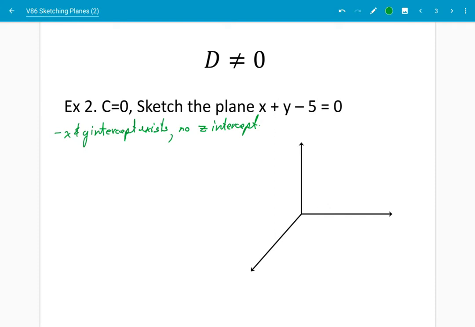Sorry, I'm reading that wrong. No, I have that right. Sorry, no Z intercepts. This means that the plane, vertical plane, okay, the plane will be parallel to the Z axis, and the plane will be perpendicular to the XY plane. All right. So to sketch this, we'll start by finding the x-intercept and the y-intercept.